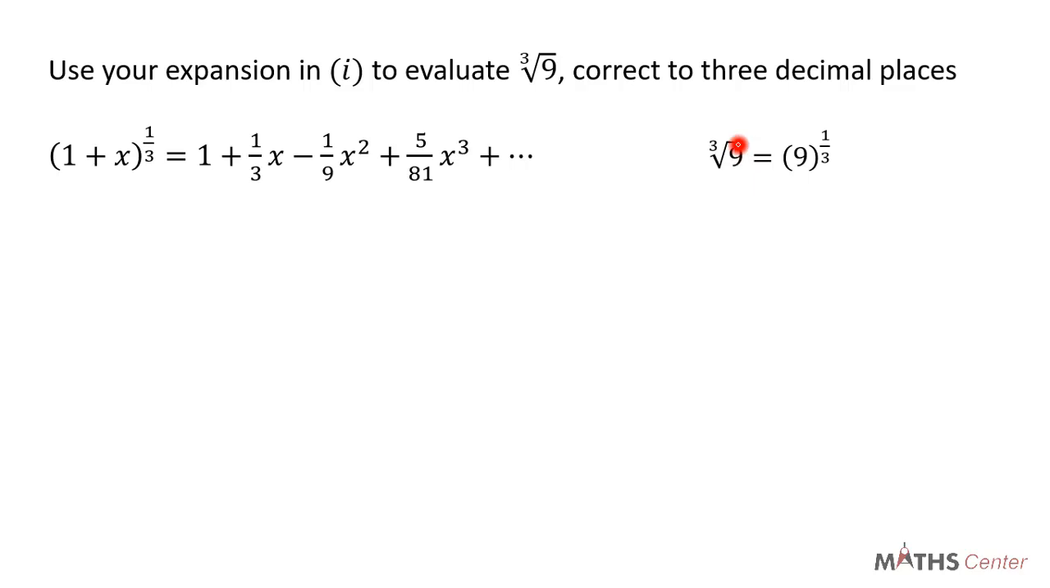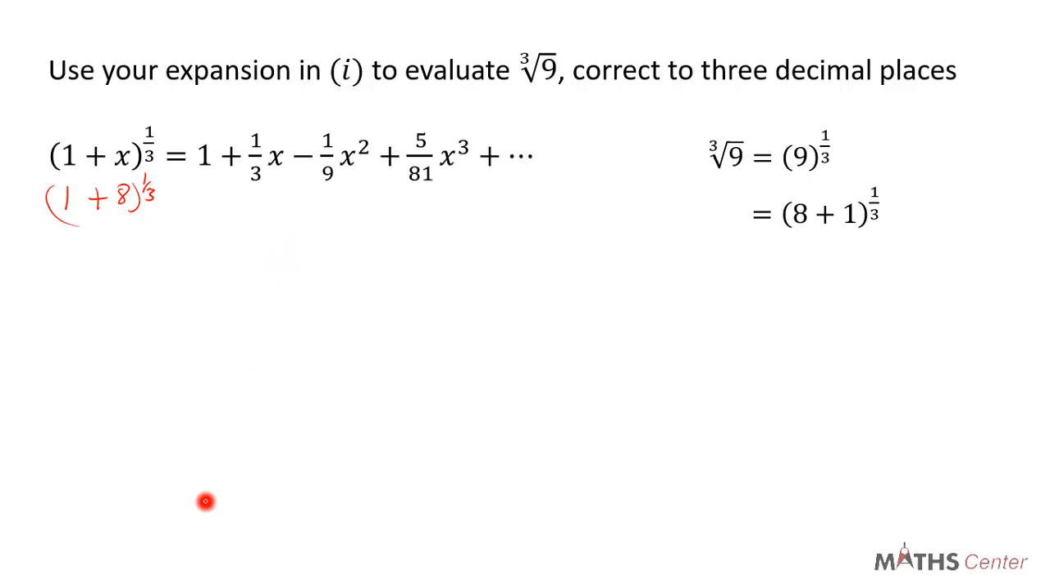From indices, we know that the cube root of 9 can be written as 9 exponent 1 divided by 3. So as usual, we will express 9 in terms of 1 plus x. So by comparison, we can see that the first term will be 1, the second term will be 8. So as usual, we will substitute x is equal to 8 into this expansion to get the value of the cube root of 9. But when we do that, it's not going to work.